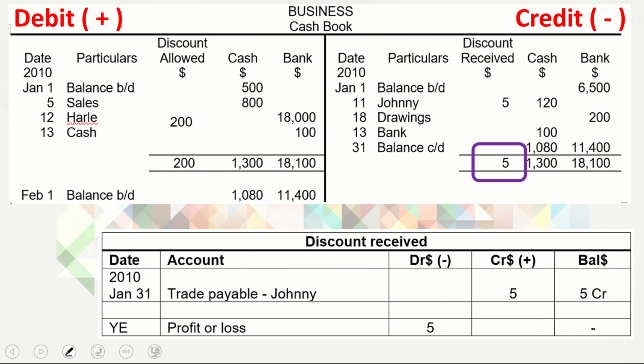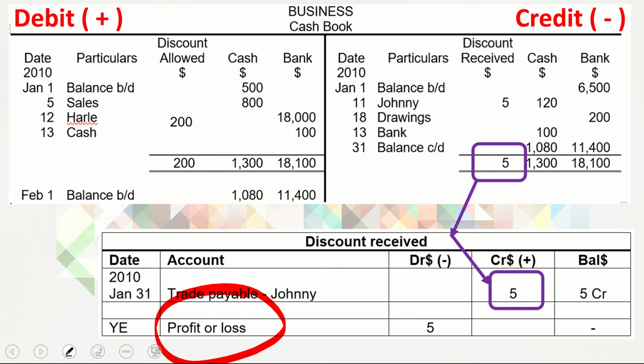Now, if you have a discount received, what you would do is to post it to the discount received ledger account in your GL. Alright, it's a credit number, so you will increase the discount received or increase your income. At the end of the year, it goes into your profit or loss. So that's the main things that you need to know for cash book.